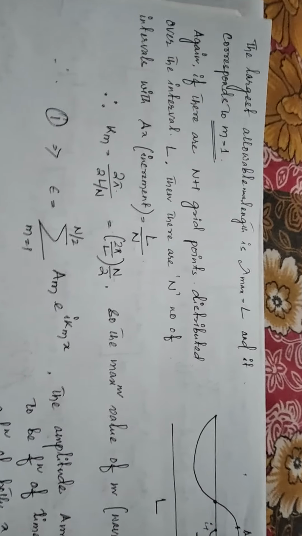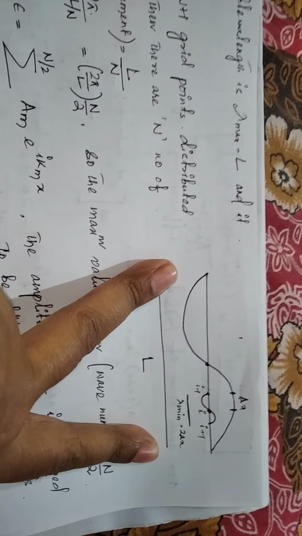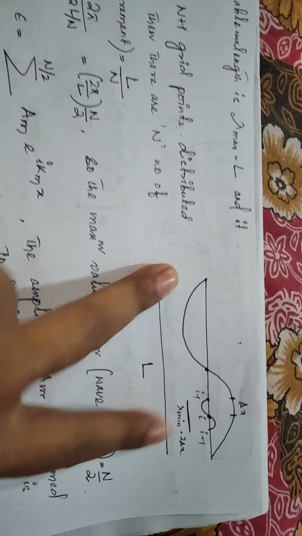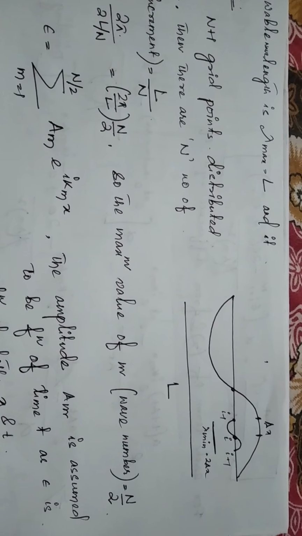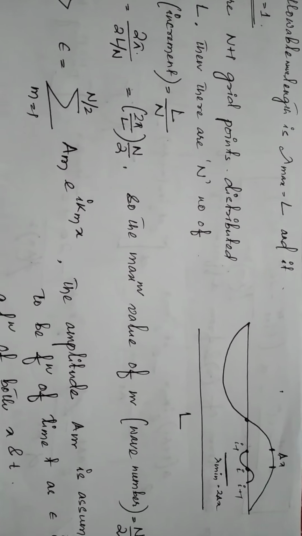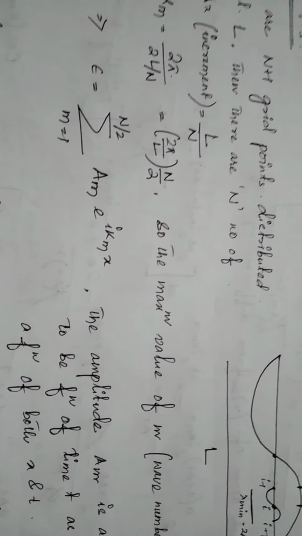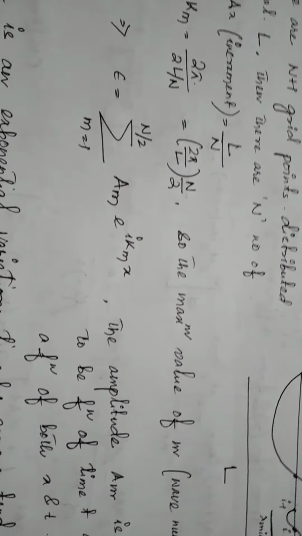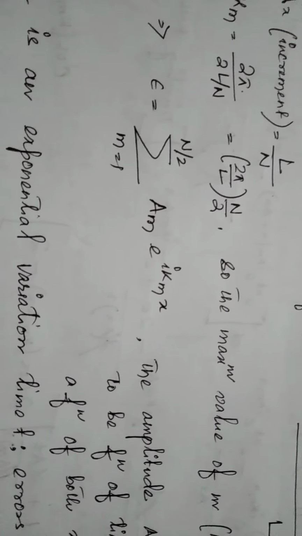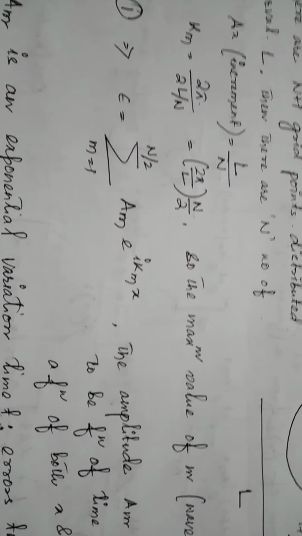Now what might be the maximum value? For that, we divide the entire length into n plus 1 grid points. Suppose you can imagine that we divide a length by 10 or 11 grid points. If you divide a line by 11 points, then you get 10 small intervals in that particular line. So that is what we have taken.